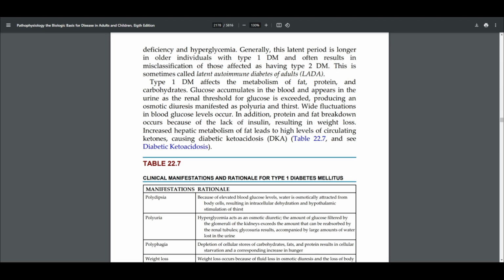Type 1 diabetes affects the metabolism of fat, protein, and carbohydrates. Glucose accumulates in the blood and appears in the urine as the renal threshold of glucose is exceeded, producing an osmotic diuresis manifested as polyuria and thirst. Wide fluctuations in blood glucose levels occur. In addition, protein and fat breakdown occurs because of the lack of insulin, resulting in weight loss. Increased hepatic metabolism of fat leads to high levels of circulating ketones, causing diabetic ketoacidosis.